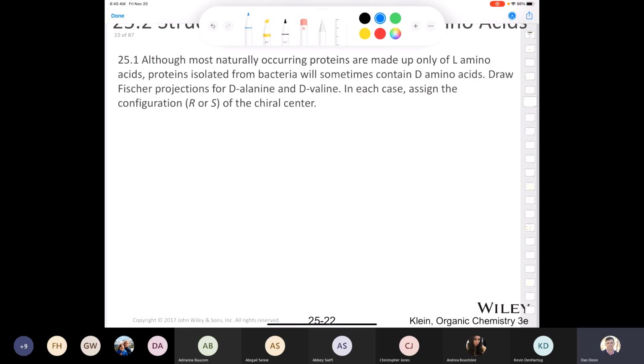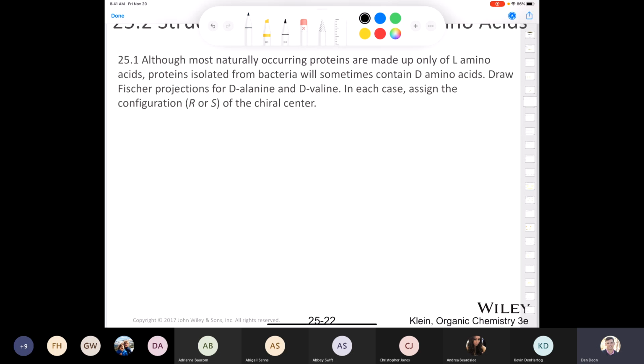The question is, although most naturally occurring proteins are made up only of L-amino acids, proteins isolated from bacteria can sometimes contain D-amino acids. Draw the Fischer projection for D-alanine and D-valine. In each case, assign the stereochemical configuration of the chiral center.